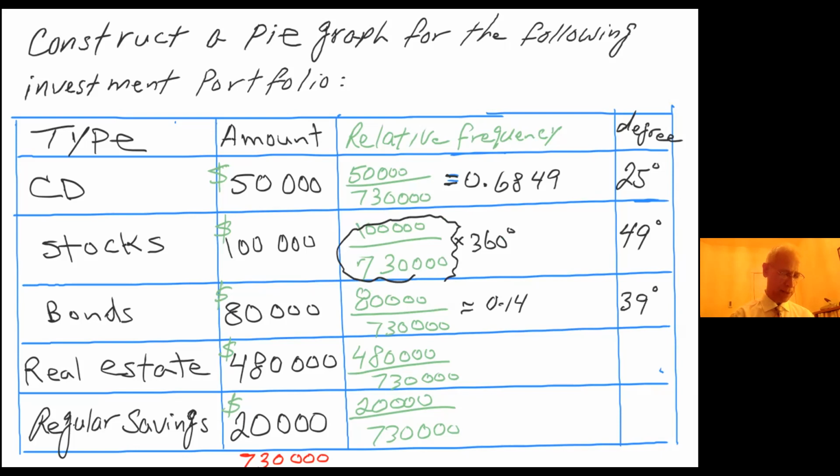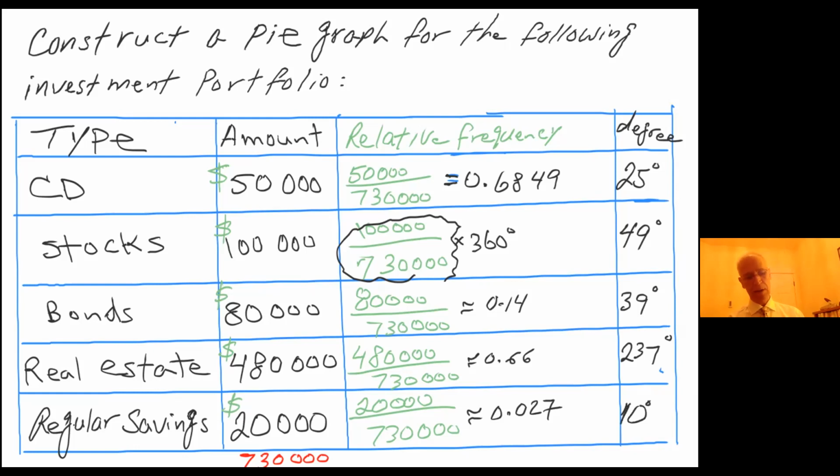480,000 divided by 730,000, which is 0.66 on and on, times 360 degrees, I get 237 degrees. And finally, 20,000 divided by 730,000, multiply that by 360 degrees. So here I'm getting roughly 0.027, and let's say multiply that by 360, gave me, rounded to the nearest degree, 10 degrees.